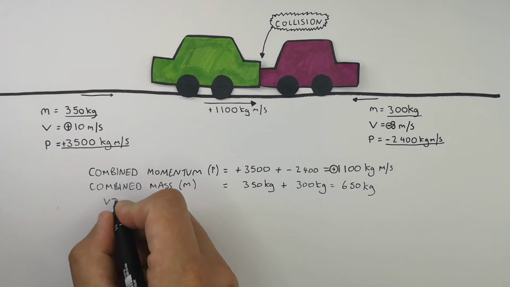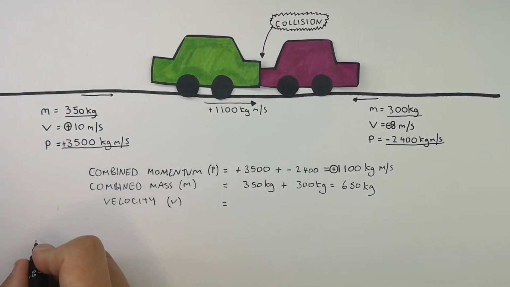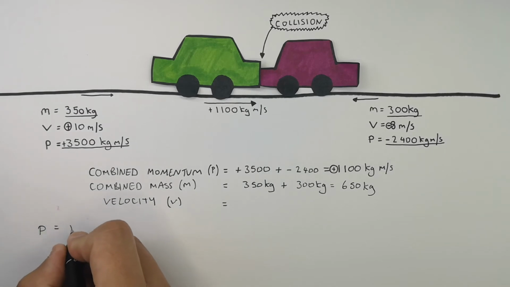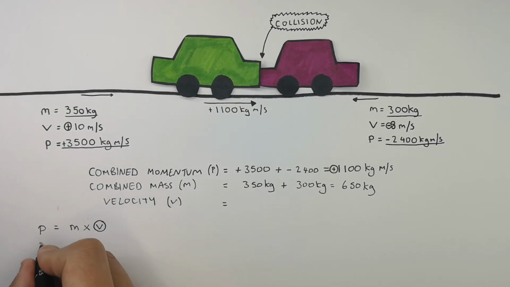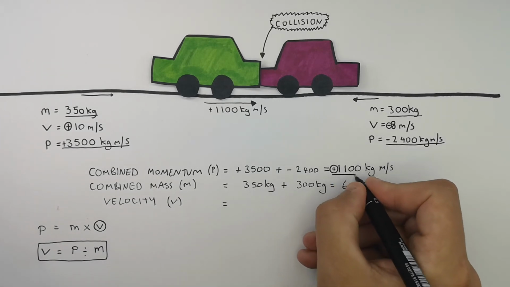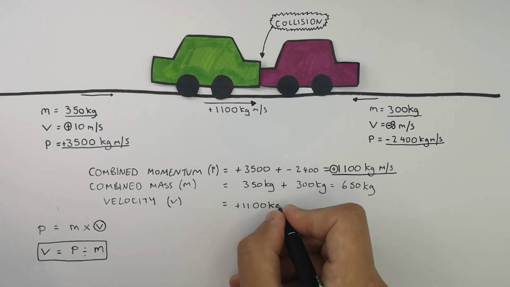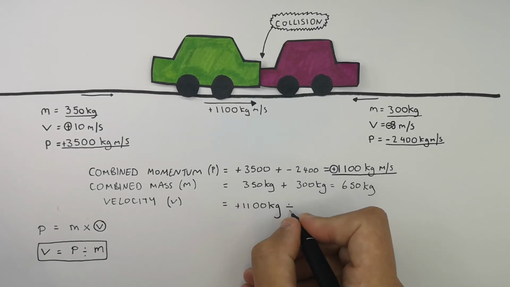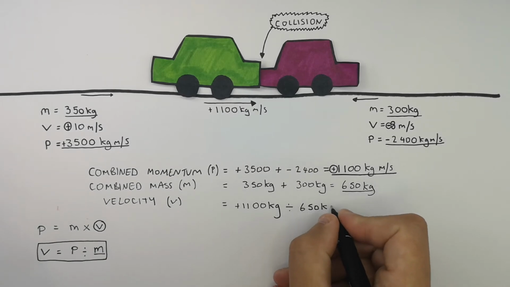So we want to work out the velocity of both the cars after the collision. So you take the equation P equals m times v, you rearrange for v: velocity equals momentum divided by mass. To work out the combined velocity, you do the combined momentum, which is plus 1,100 kilogram meters per second, divided by the combined mass, which is 650 kilograms.